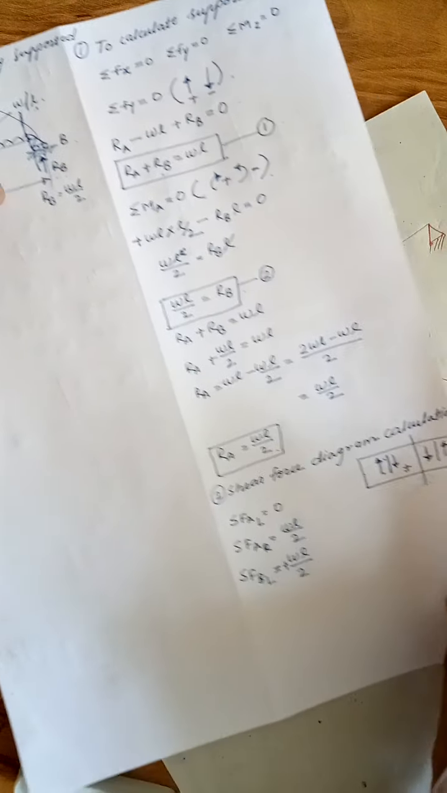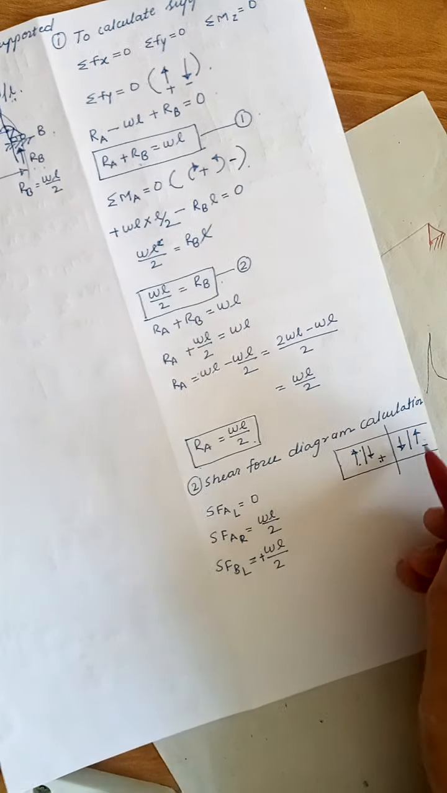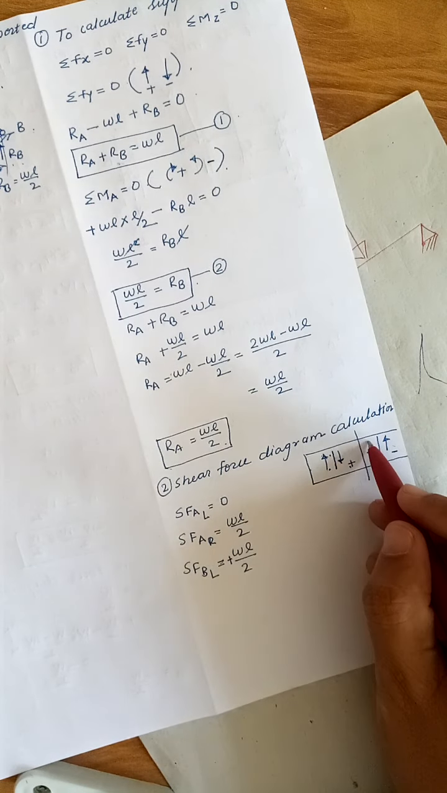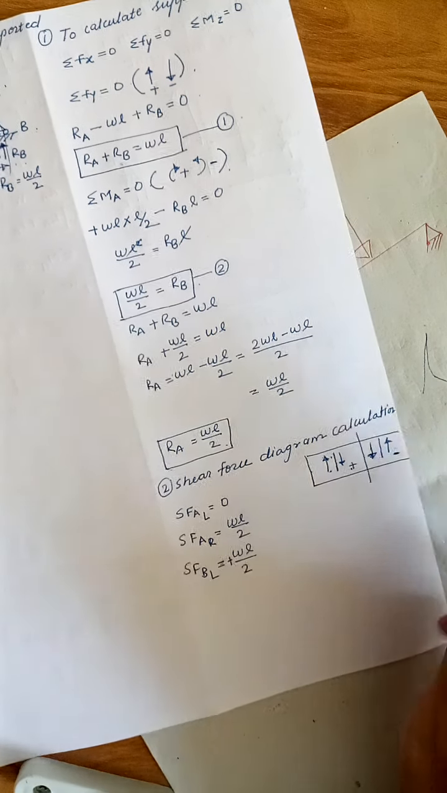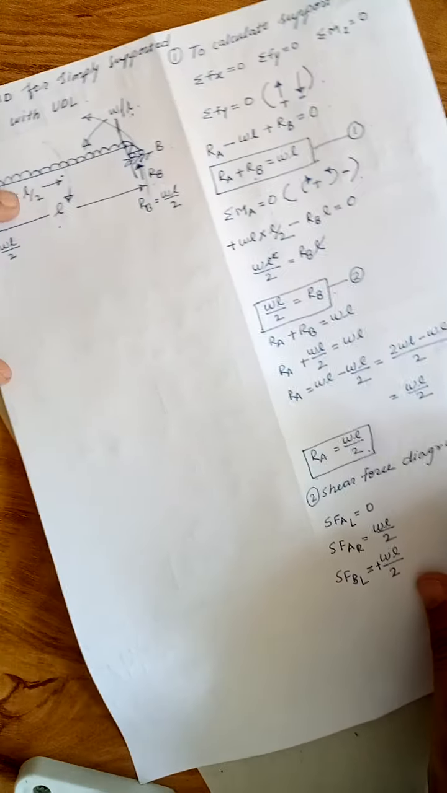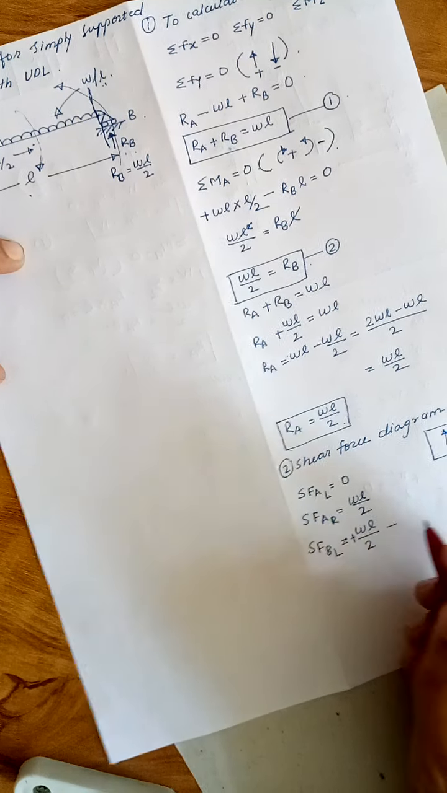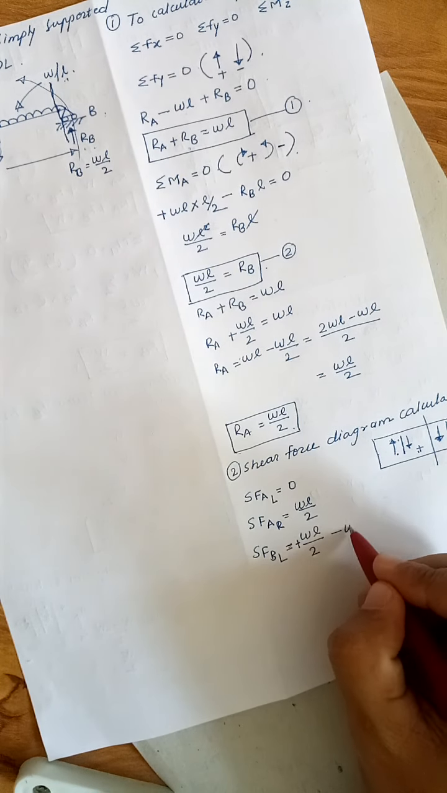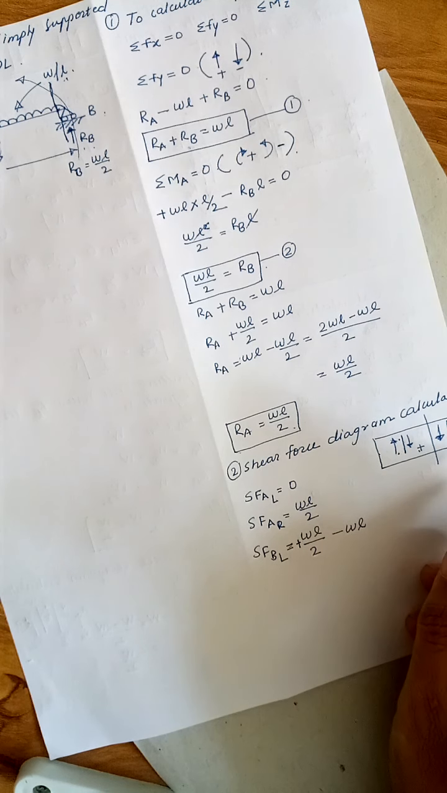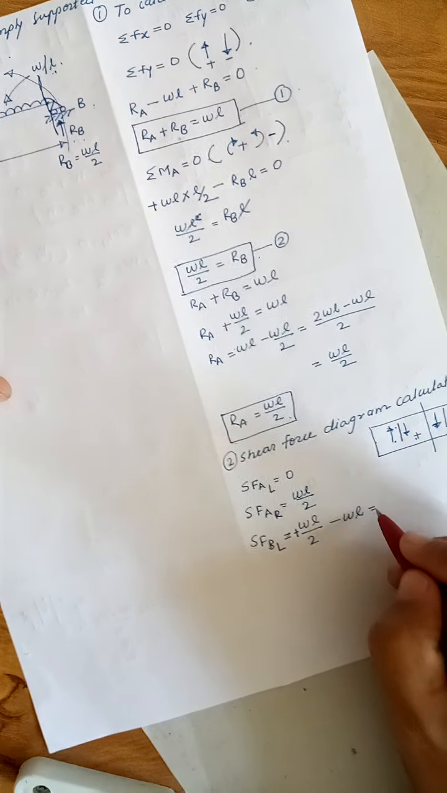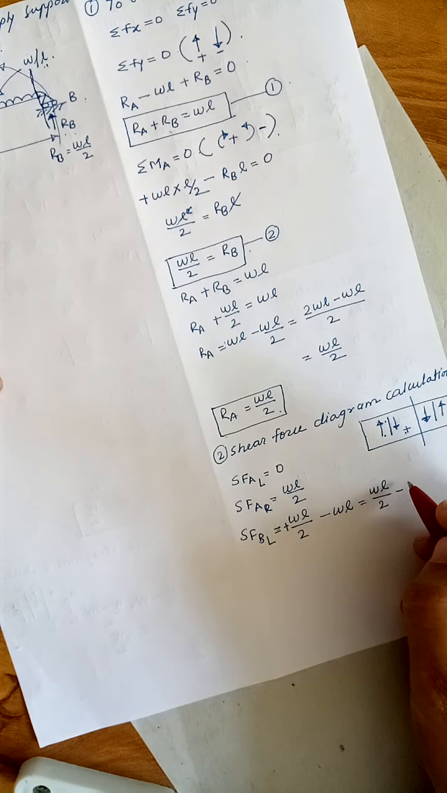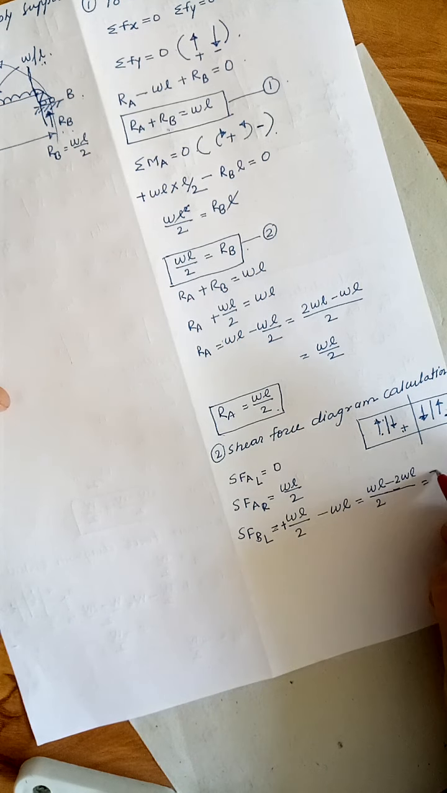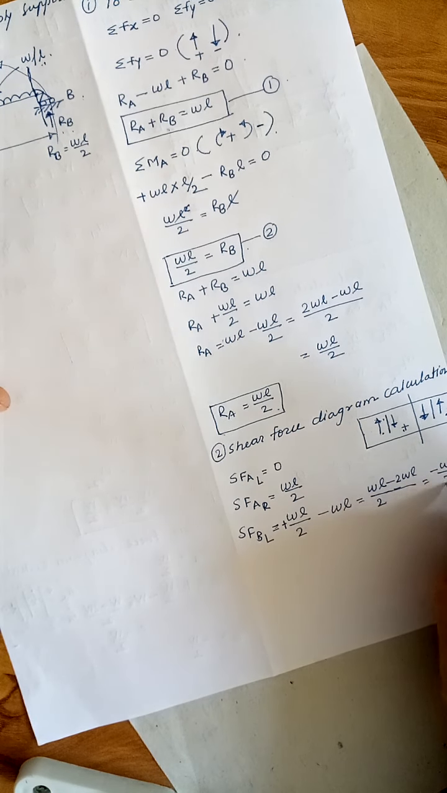But now this is W per unit length, which is acting in downward direction. So that's why, on the left side of the section acting in a downward direction, it will be considered negative. So it will be minus WL. So how much is it? WL by 2 minus WL, that is nothing but minus WL by 2.